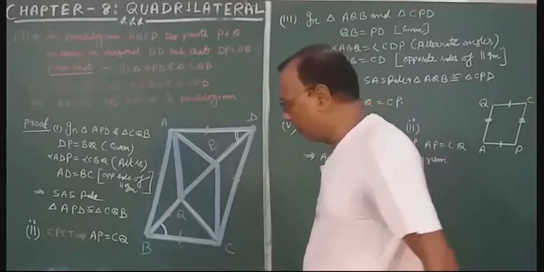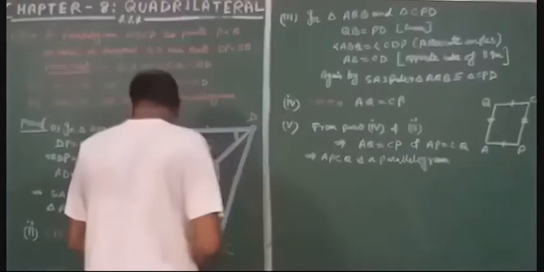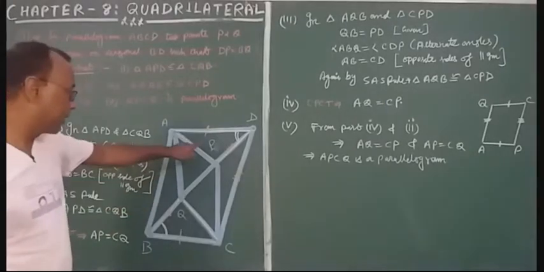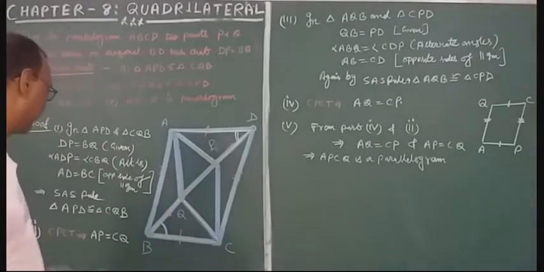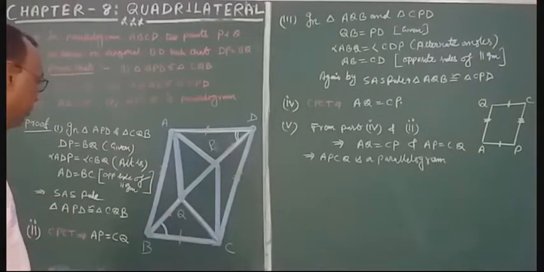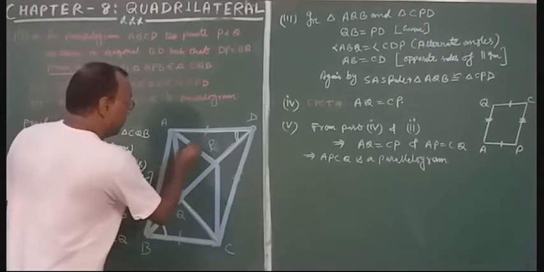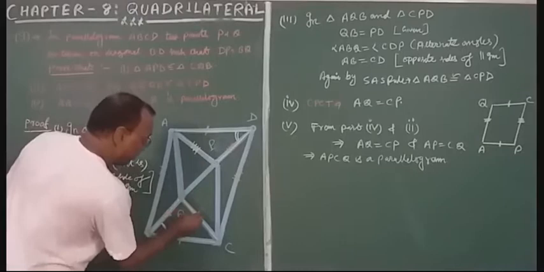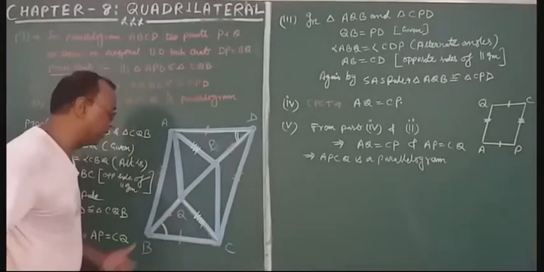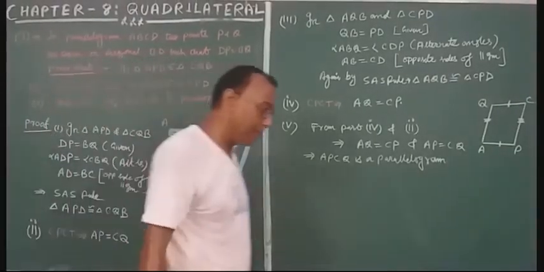Now again the CPCT of these two triangles. CPCT of this triangle and this triangle, what we will get? AP is equal to CQ. AP is equal to CQ. This we can prove by the CPCT. By CPCT, these two parts will be equal.